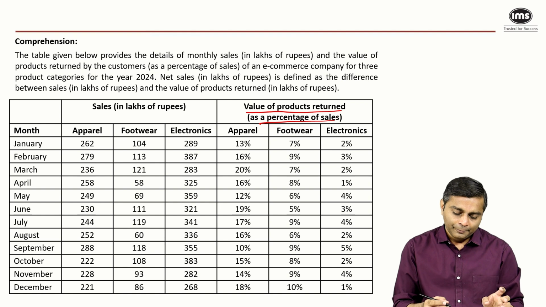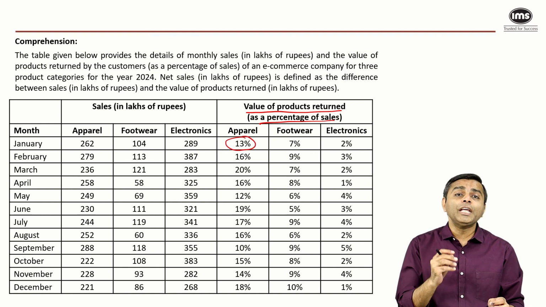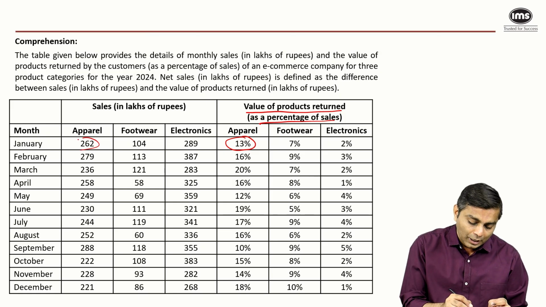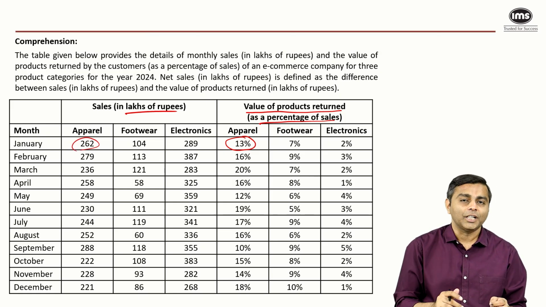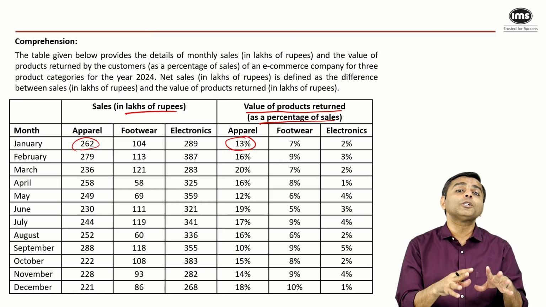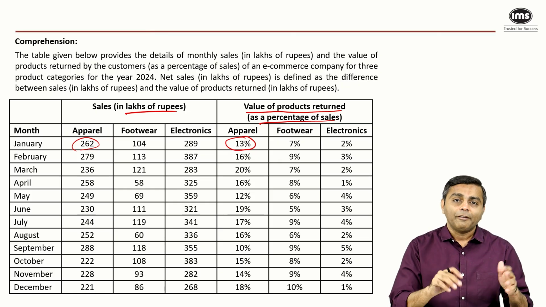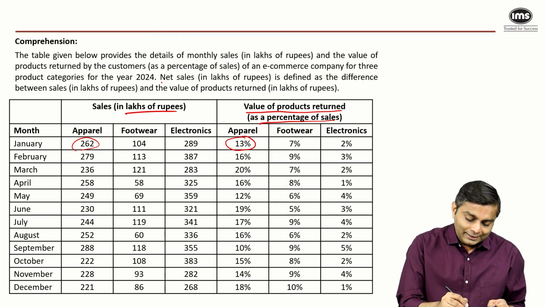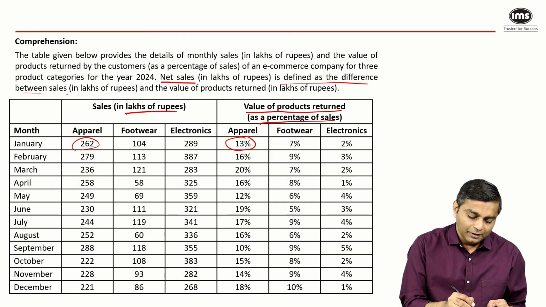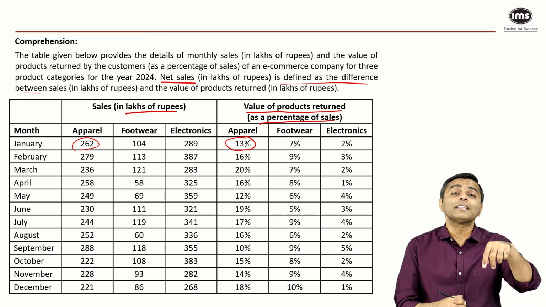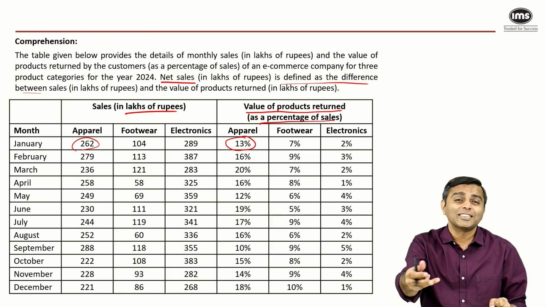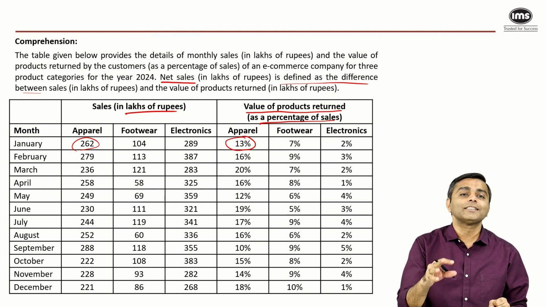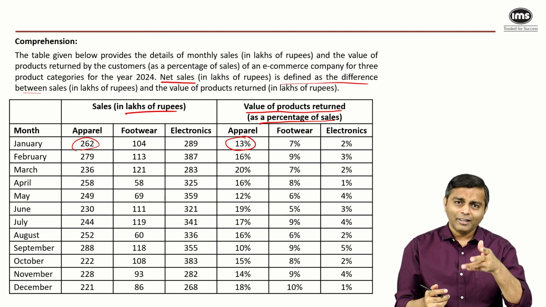So just to help you read, if you look at this guy, basically 13% of apparel was returned out of 262 lakhs of rupees in the month of January. So 13% of 262 lakhs was the return. Everything else was the actual sales. What have they said? Net sales is defined as the difference between the sales and the value of products returned. So in this case, in January in apparel, if somebody asks me net sales, it is 87% of 262 lakhs.